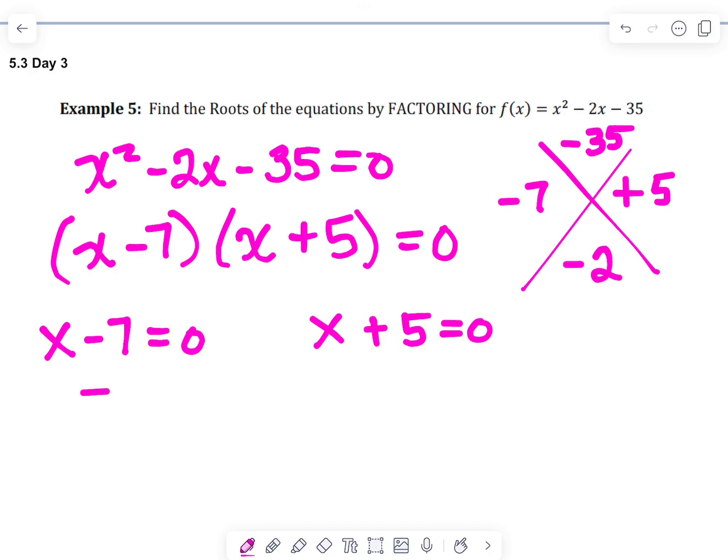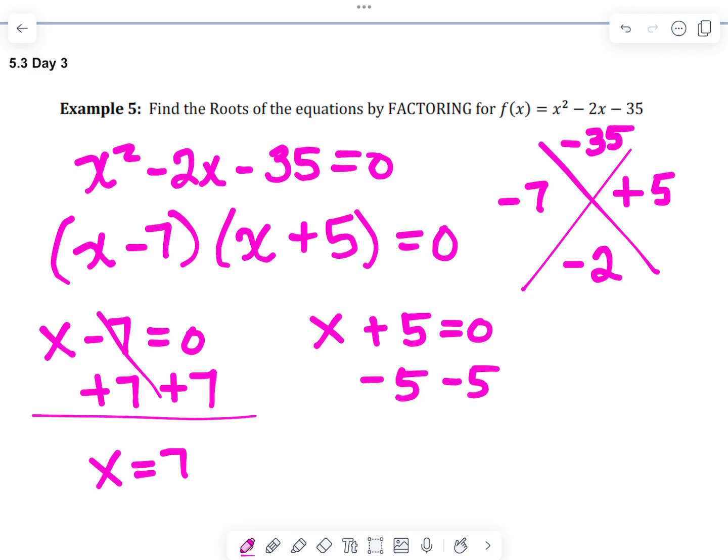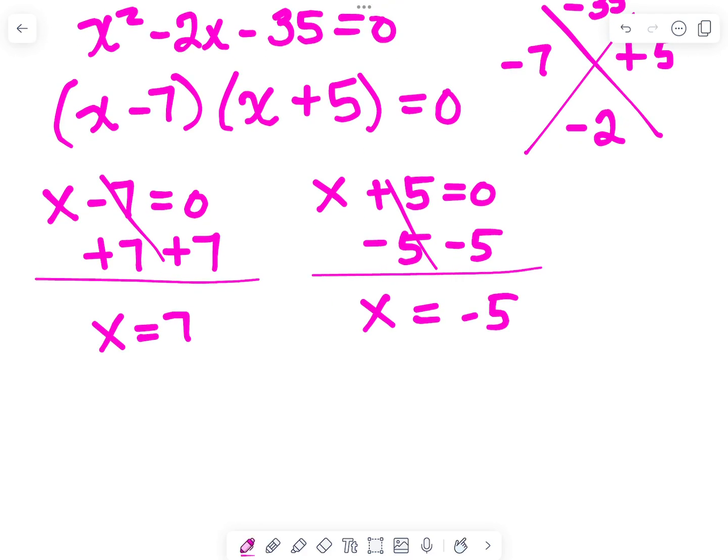So the first equation, we add 7 to both sides. Second equation, subtract 5 from both sides. So our two answers are negative 5 and positive 7.